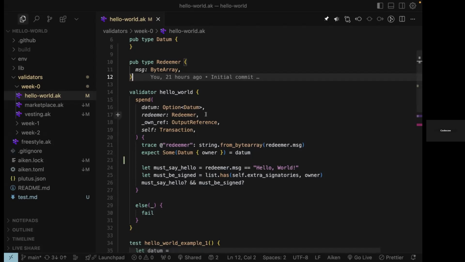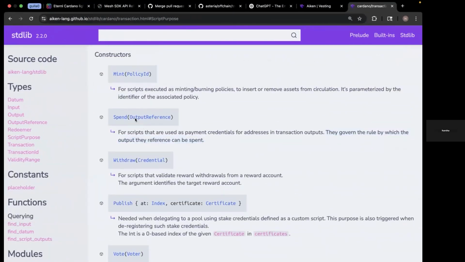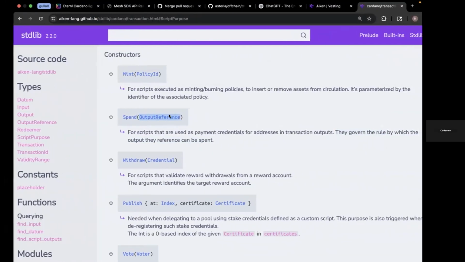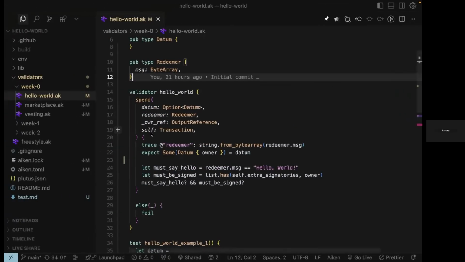So I have a question here, and this is a question I have had for a long time. In the spend, when they're defining the purpose, it says output reference, right? My question is, who is providing this output reference? And there are not just output reference, but a bunch of things. There is the self, which is the transaction. There is the datum. There is the redeemer. Who is providing all this information? Or is all the information a part of the transaction, or what's going on? And why are they mentioned separately? I don't know the answer to this. Does either of you know?